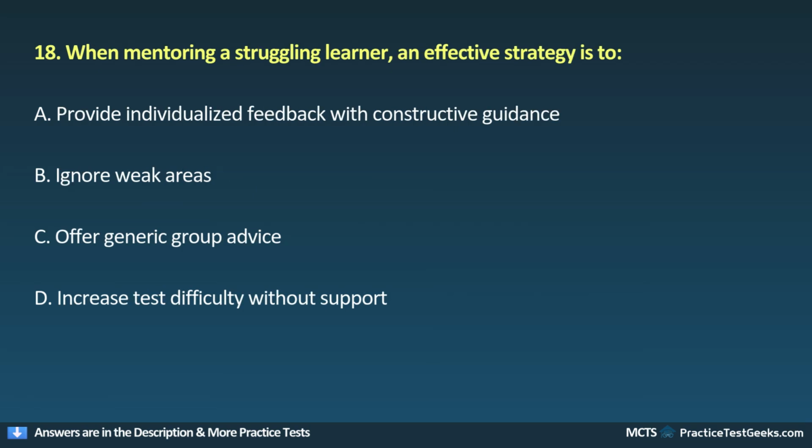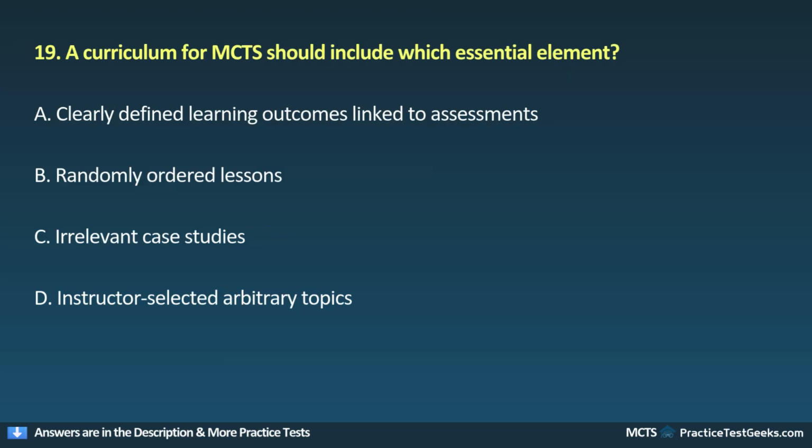18, when mentoring a struggling learner, an effective strategy is to A, provide individualized feedback with constructive guidance. B, ignore weak areas. C, offer generic group advice. D, increase test difficulty without support. 19.